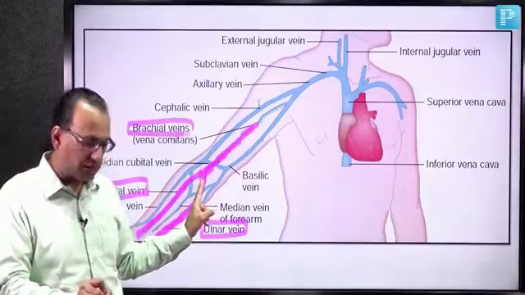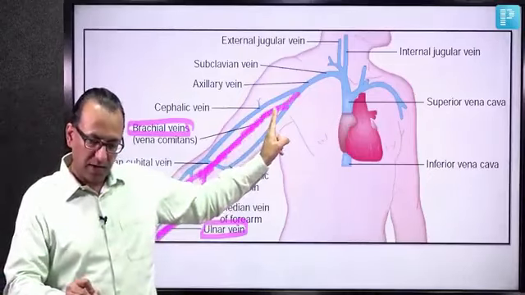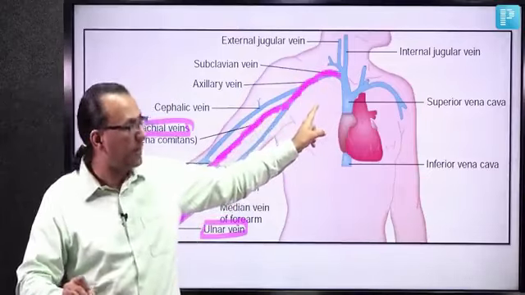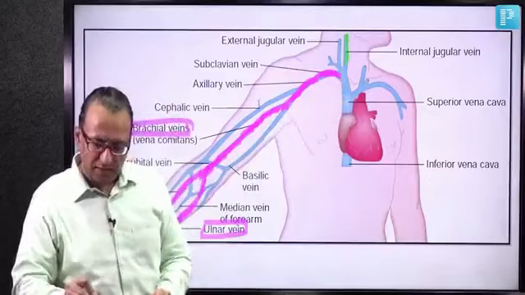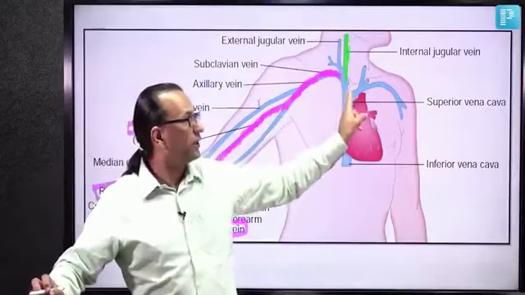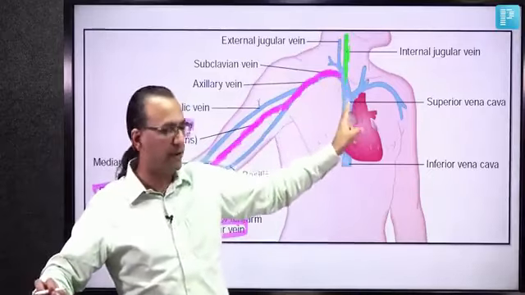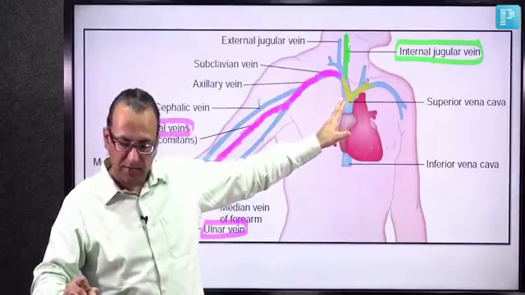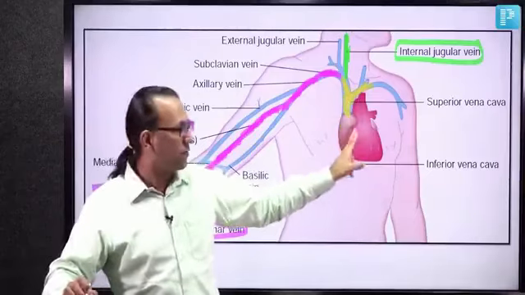The brachial vein which you see here is going to become continuous with the axillary vein, and the axillary vein itself is going to continue as the subclavian vein in the neck region and then be joined by the internal jugular vein. As the internal jugular vein is coming from the head and neck region and joined by the subclavian vein which is coming from the upper limb, together they will form the brachiocephalic vein. And the brachiocephalic veins of the right side and the left side will join to form the superior vena cava, which will enter the right atrium of the heart.